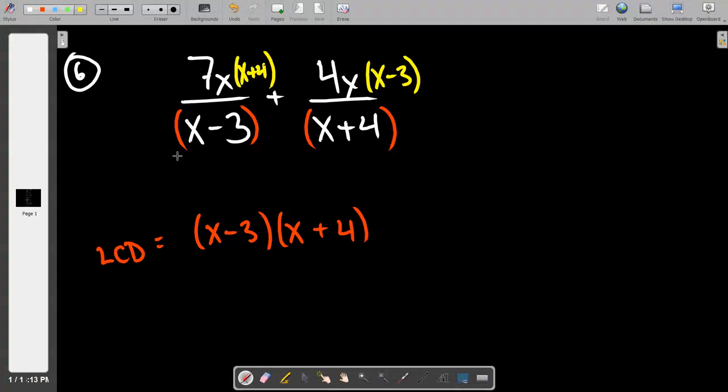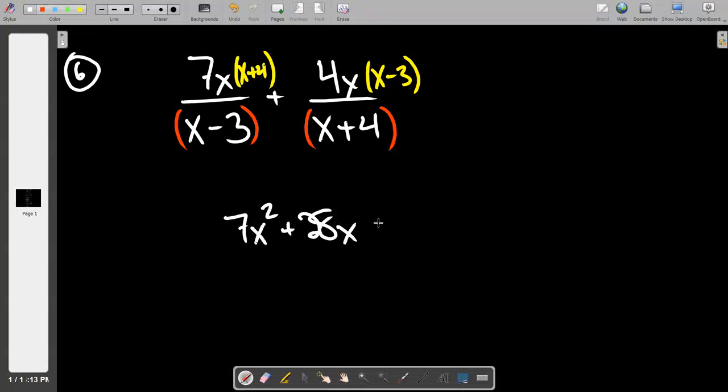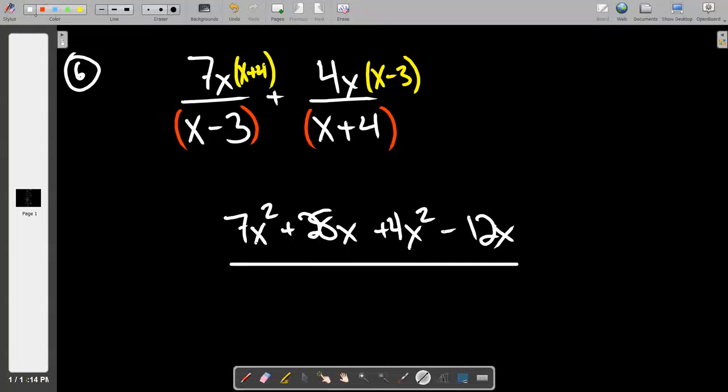So when all is said and done, I wind up with, well, this, I'm not going to say all is said and done. I'm not going to quite go all the way yet. I have 7x squared plus 28x plus 4x squared minus 12x. And what's it all over? Nice job.